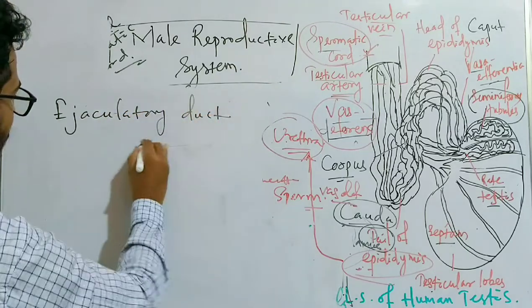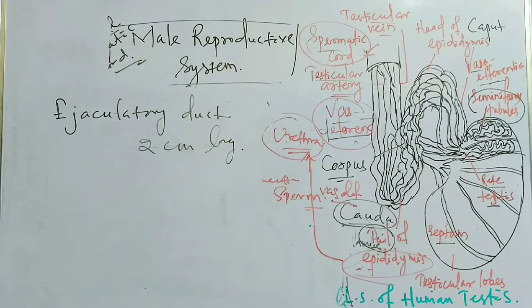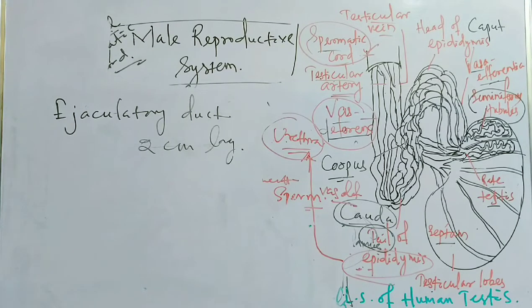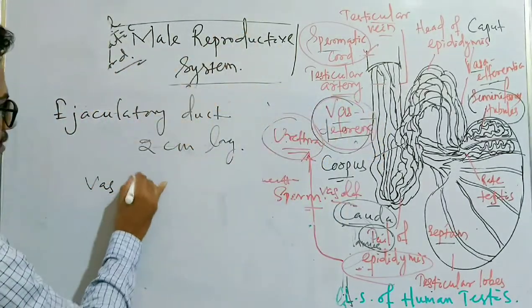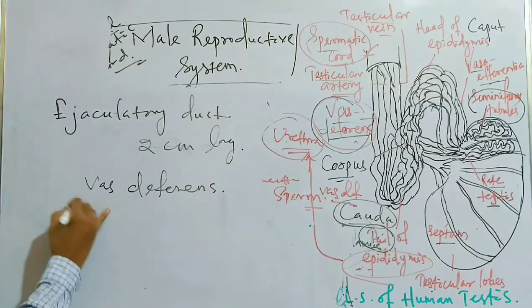It is a very small duct, 2 centimeters long, which is called the ejaculatory duct. It is formed by the union of ducts from the seminal vesicle and the ampulla of the vas deferens. As I told you, the anterior part of the vas deferens is known as the ampulla.